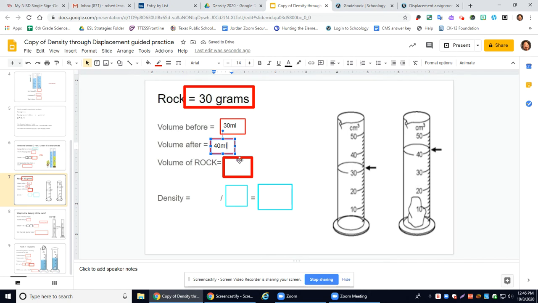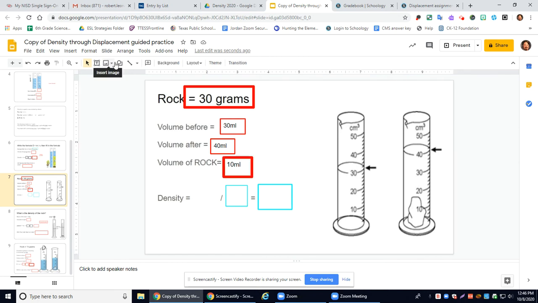Okay, we need the difference, and when somebody says the difference, what they're asking you to do is subtract. You're going to take the before and subtract it from the after. So 40 minus 30 is 10 milliliters. That would be the volume of the rock. So that's step one. The next step we need to do is determine the density of the rock.